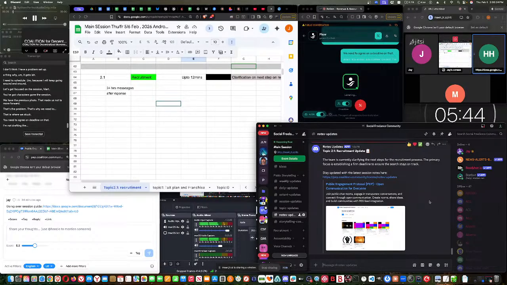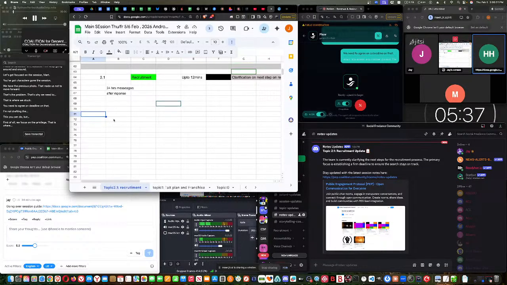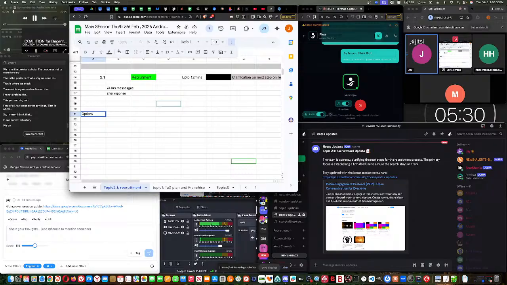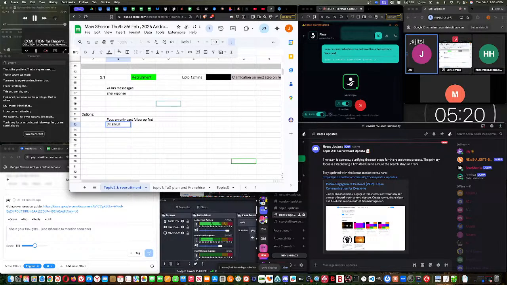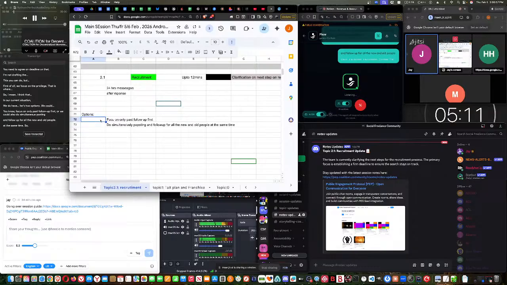Drafting the polls, all of this we can do, but first of all, we focus on the previous. That is where we're stuck. In our current situation, we do have these two options. We could focus on only past follow-up first, or we could also do simultaneous posting and follow-up for all the new and old people at the same time. So I think there are some options there.